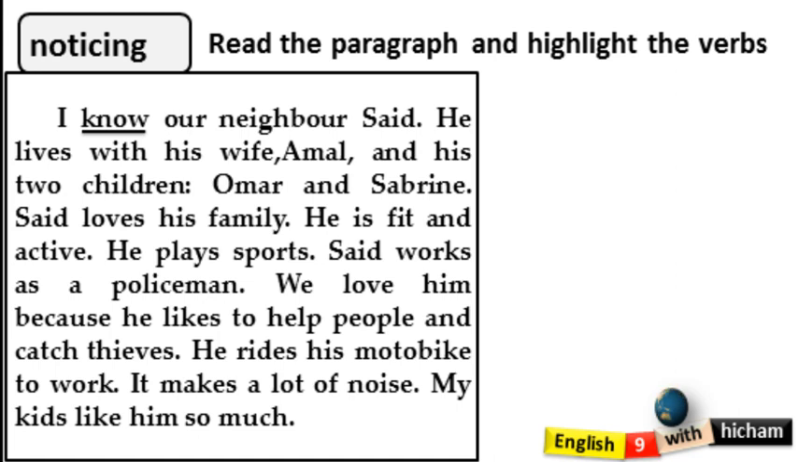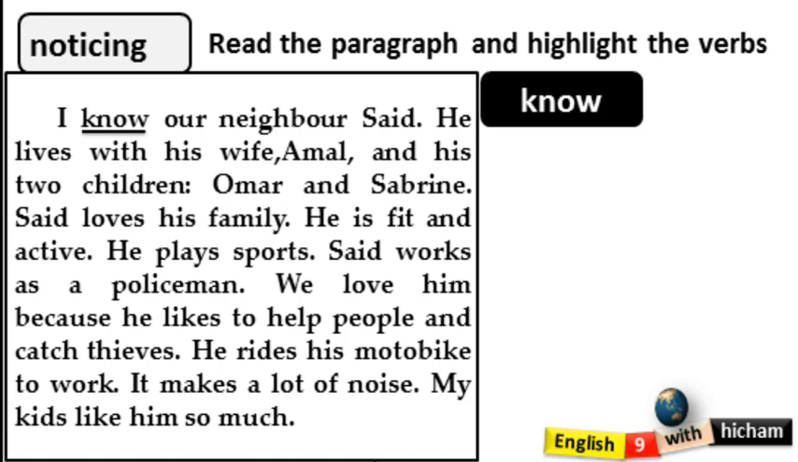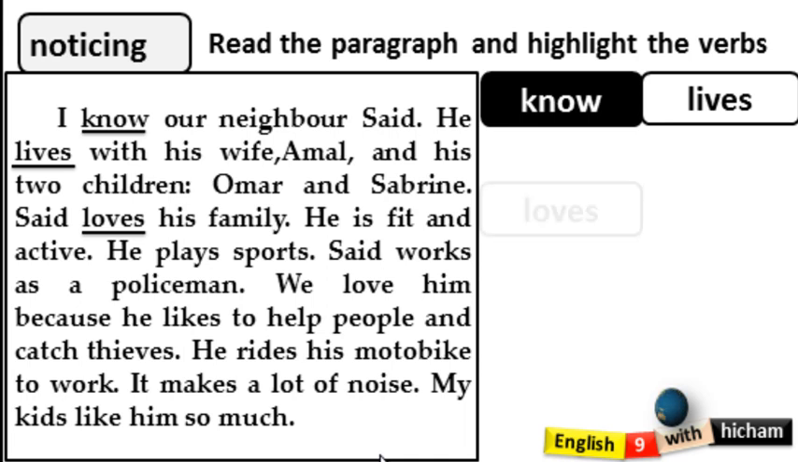Fantastic, my friends. Let's carry on our activity and let's correct the exercise now. Now, what about the other verbs? Can you find them? So the first one is done for you. This is the first verb. Here it is, highlighted. And the next verb is lives. So he lives. Said lives with his wife and the children. Again, the next verb is loves. Said loves his family. Here it is highlighted.